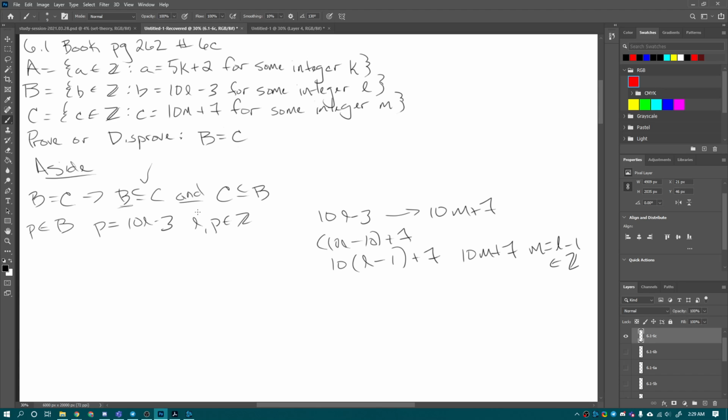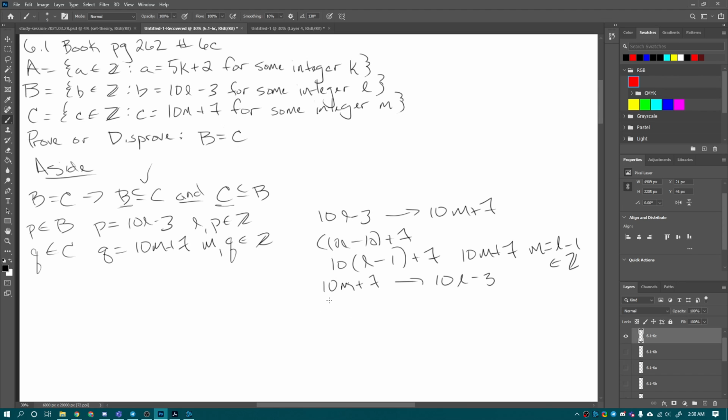Now let's do the other way around. I'm not going to use P again because I don't want to get confused. I'll use Q. And so now I'm saying that Q is a member of C. If so, that means Q is equal to 10M plus 7, where M and Q are both integers. I'm starting with the form 10M plus 7. I'm looking for the form 10L minus 3.